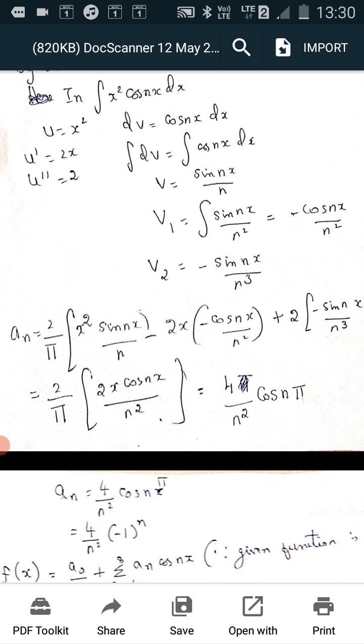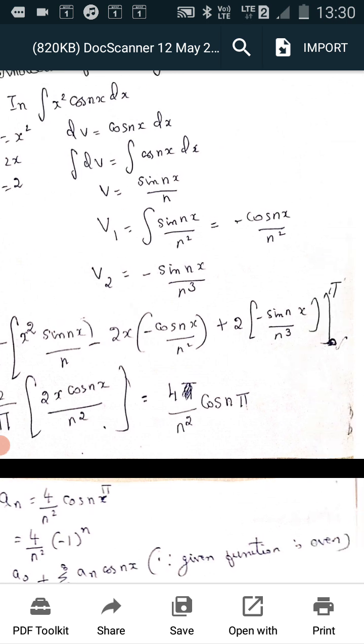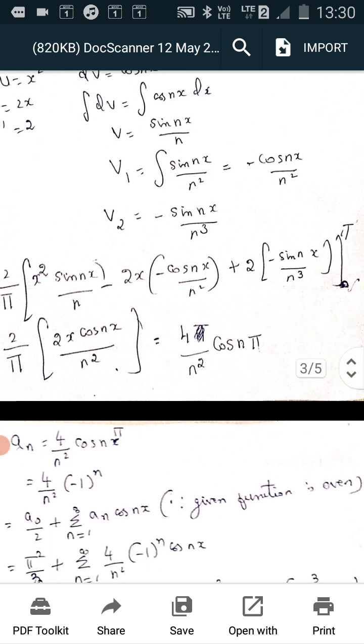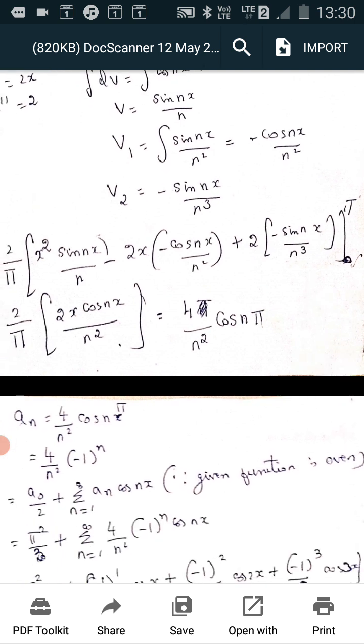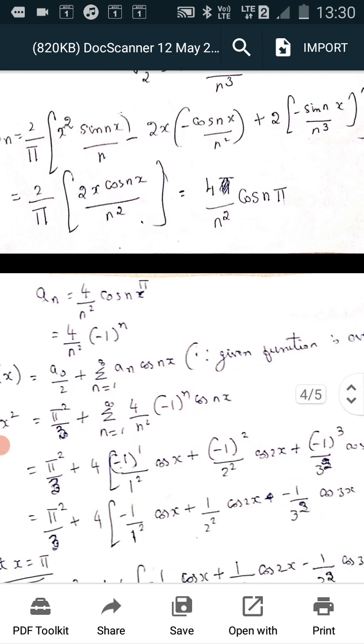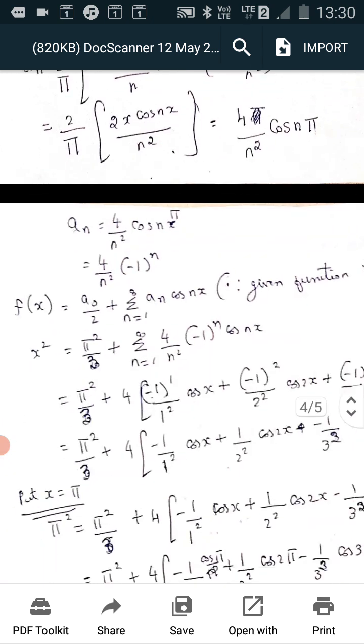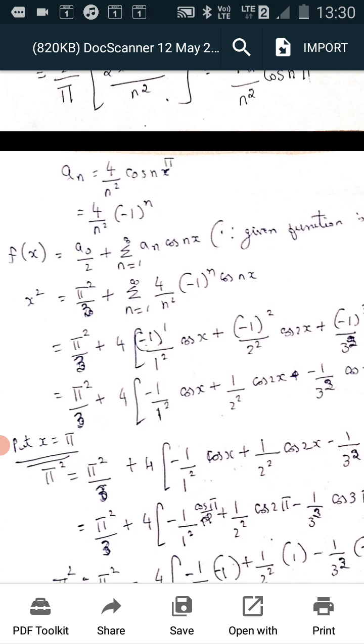The interval is 0 to pi. So sin pi is 0, sin 0 is 0. Sin n pi is 0, sin 0 is 0. So I can take 2x cos nx by n square alone. I can delete the first and third terms. Applying the limits, I get a n equal to 4 by n square cos n pi. So cos n pi is nothing but minus 1 whole power n.